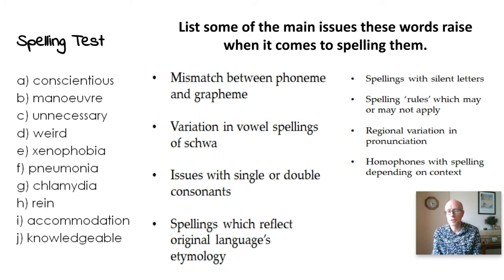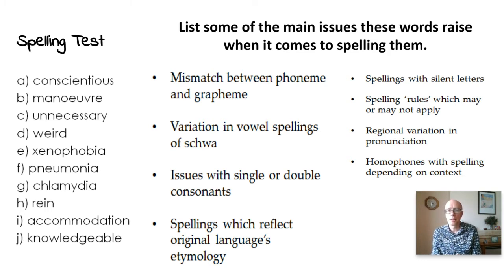So then we have spelling rules, and we've talked about those before in a previous video, which may or may not apply. So you've got "I before E except after C", and you think, well, that's a good rule for all children to remember. And then you come across a word like that, where it doesn't seem to be following the rule. So there are spelling rules to follow, but often there are anomalies to those rules.